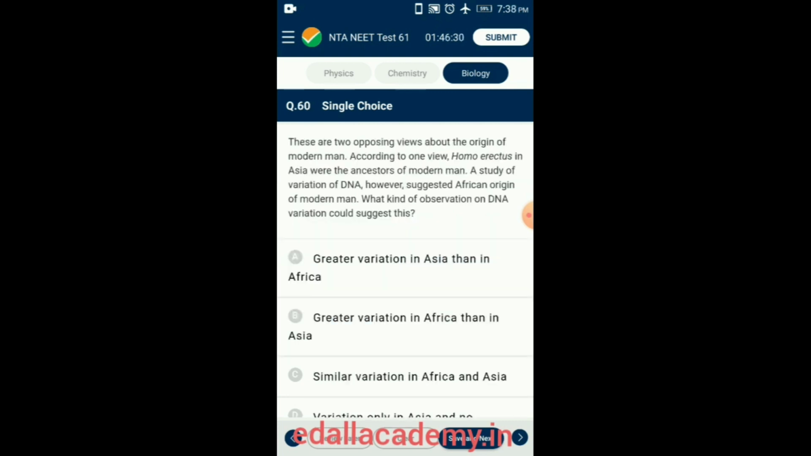Homo erectus in Asia were ancestors of modern man. A study of variation of DNA, however, suggested African origin of modern man. What kind of observation on DNA variation could suggest this? Genetic studies and fossil evidences show that archaic Homo sapiens evolved to anatomically modern humans solely in Africa between 2 lakhs and 60,000 years ago.